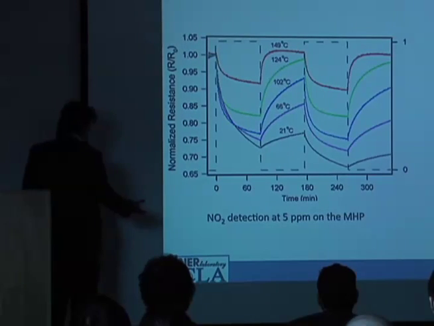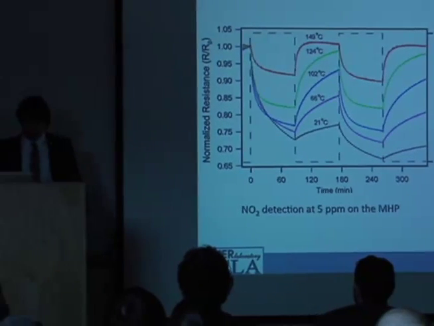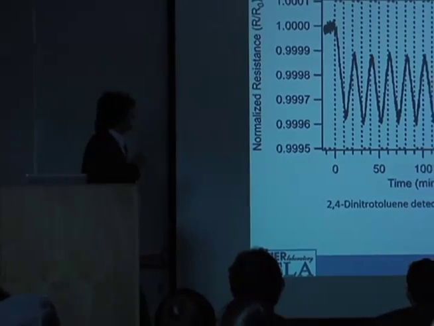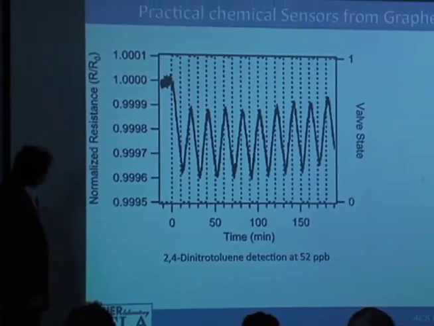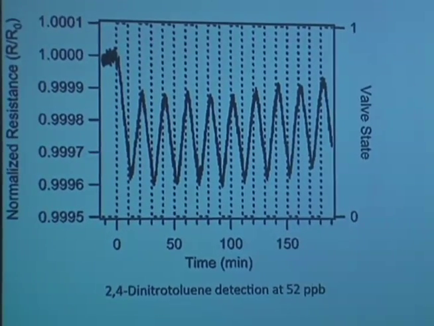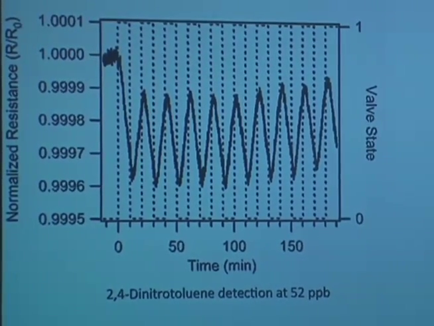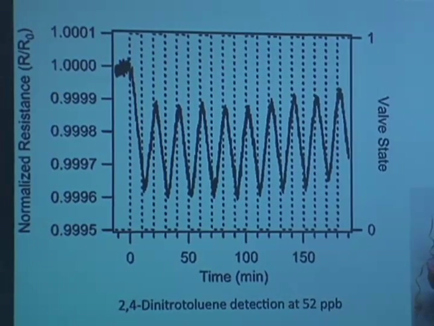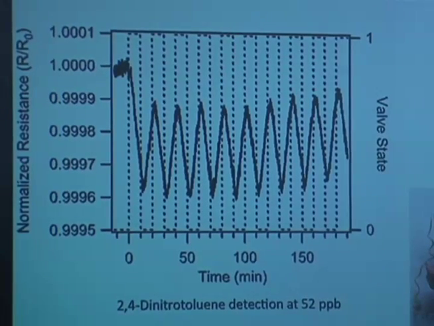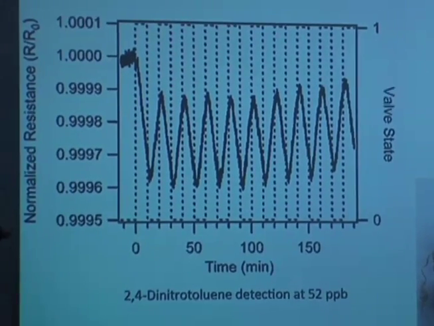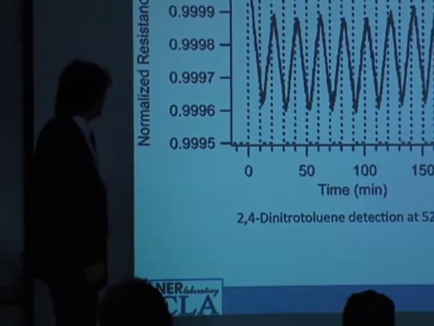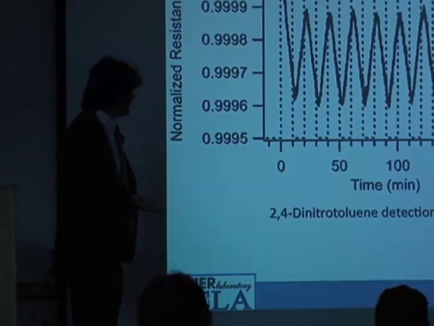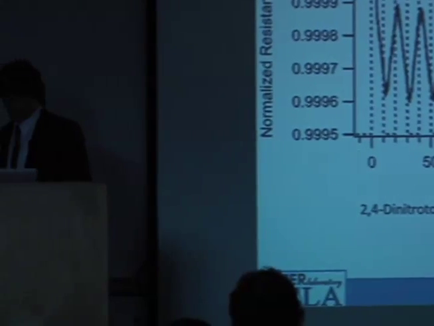Then you might say, well, why should I even care about NO2 or even ammonia? So, okay, I'll give you something you can care about. So this is 2,4-dinitrotoluene at 52 parts per billion. And you can see we have pretty reasonable signal to noise. Okay, why should you care about this? Well, if you think about the explosives in the world, trinitrotoluene, it turns out the volatile component in TNT is dinitrotoluene. And the vapor pressure is about 700 parts per billion. So if you can detect this at 50 parts per billion, you can actually use this for explosive detection. So it's actually possible to think of this as a sensor material.